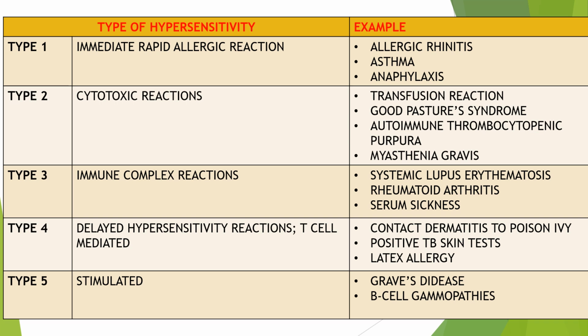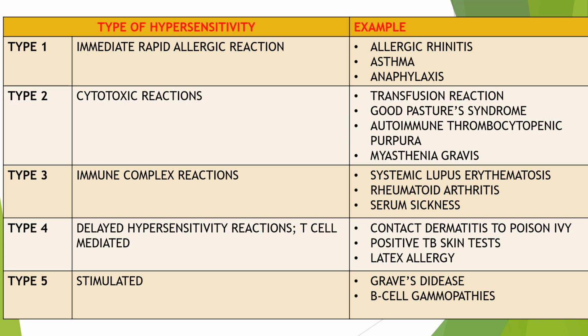Type 4 is a delayed hypersensitivity reaction. It is T cell mediated, and here it is more related to the cell mediated immune memory response. It is not related to the antibody. Antibody related means it is B cell mediated. Here it is not related to the antibody. It is a cell mediated response. Examples are contact dermatitis to ivy, poison ivy, positive TB skin test and latex allergy.